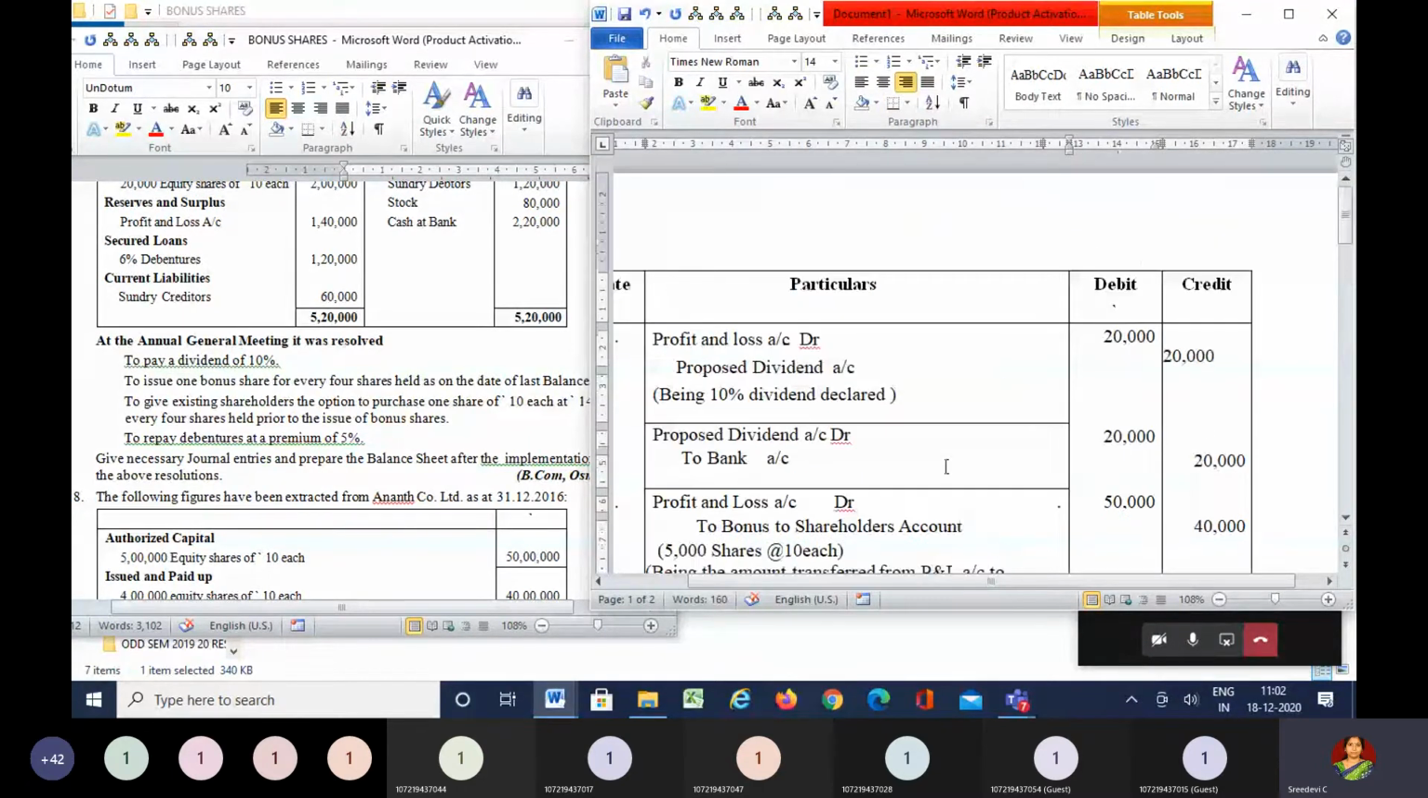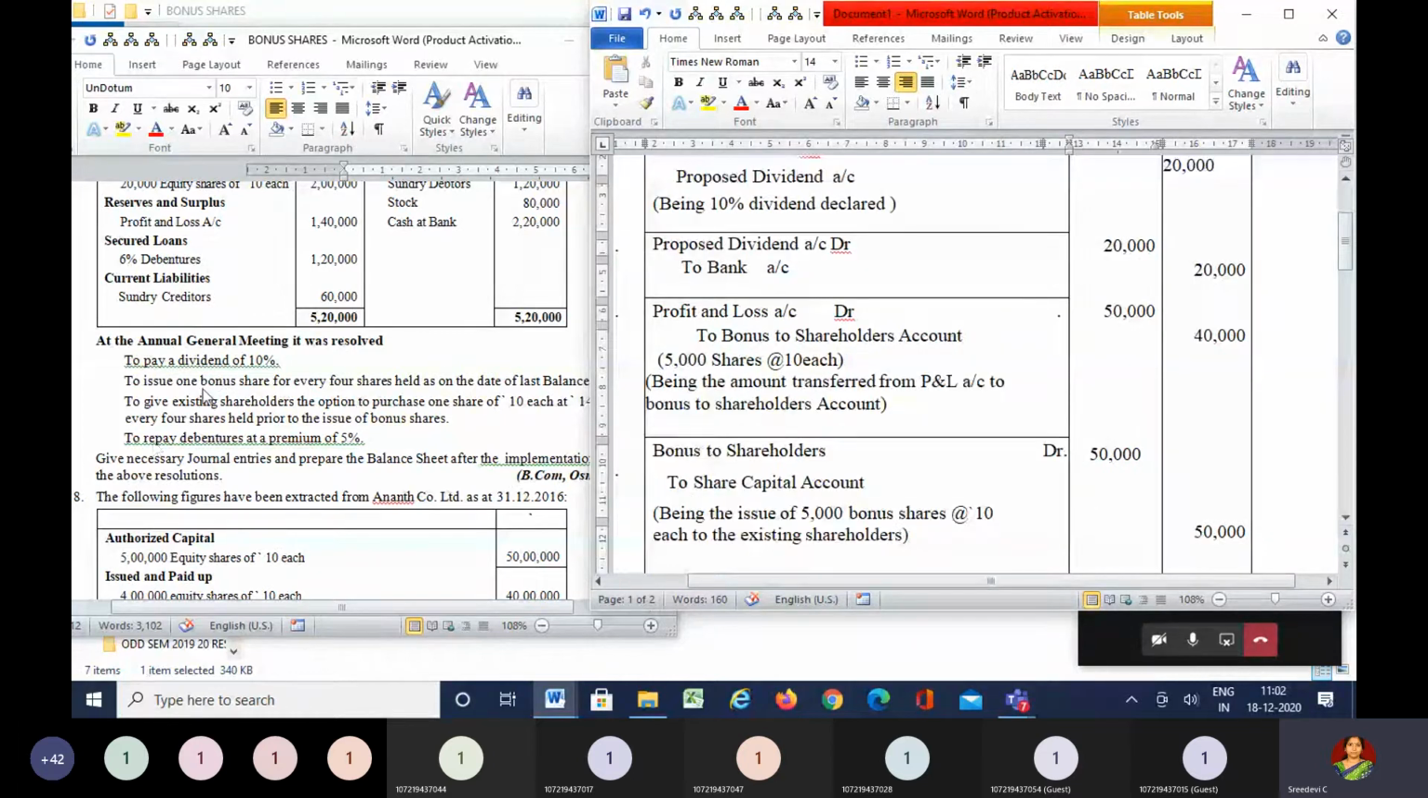So as per this, the first resolution is towards the payment of the dividends, for which we have made 2 journal entries, and the second resolution here is for issuing completely new bonus shares out of the profit and loss account. So for that also we have given 2 journal entries.